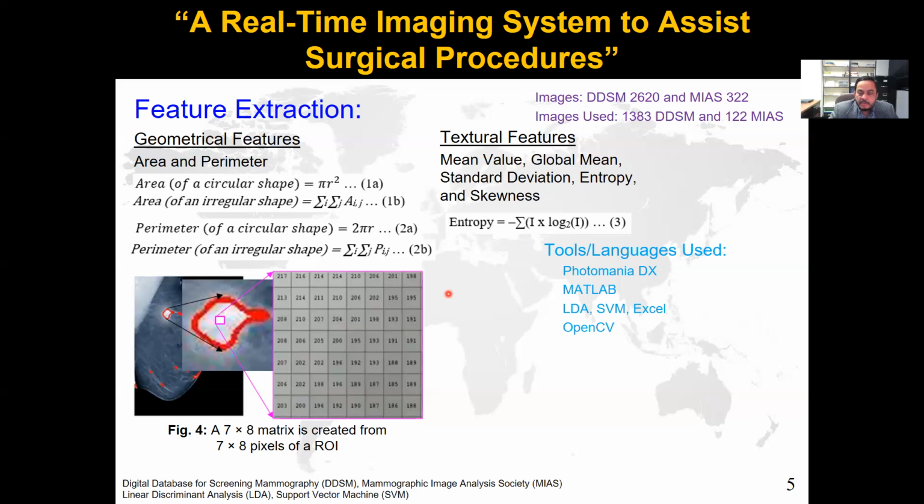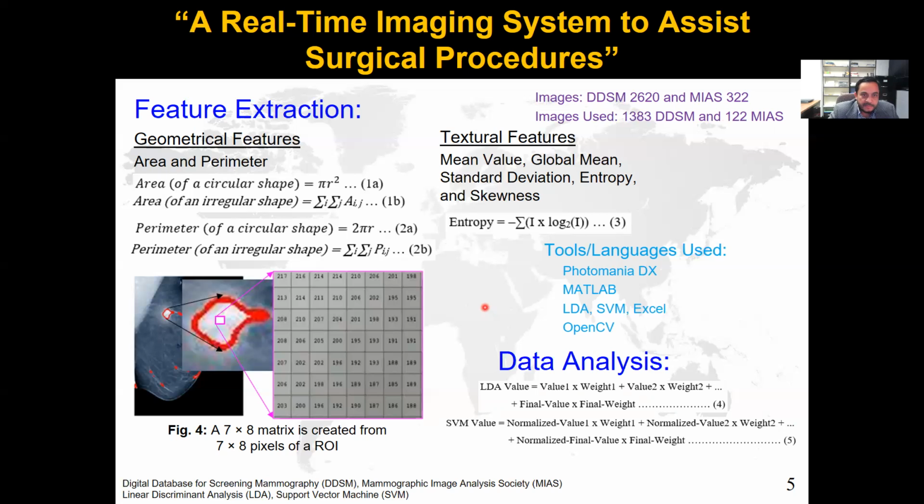For example, for LDA and SVM methods, we need to calculate the weights, and that weight is calculated using the LDA and SVM tool. However, that classifying part is done on Excel using those weights. And OpenCV will be used for developing those contours to pinpoint the region of interest. That is the second part of the research.